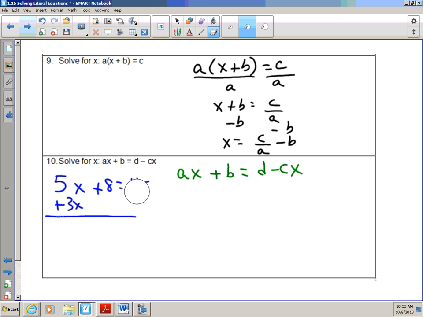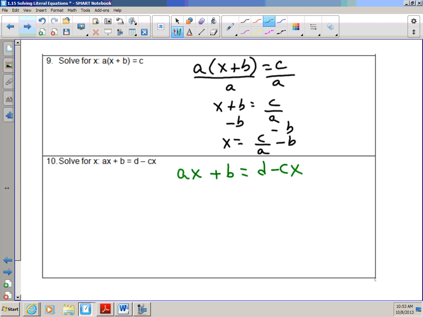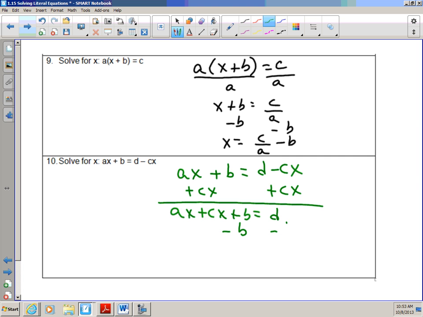And let me just erase this so we have some room. You want to add cx to both sides. The thing is, since I have an a and a c, I can't put the two of them together because they're different variables. I don't know what they are. I'm a little closer to home because I've collected all my x's to one side. Get the b out of there.